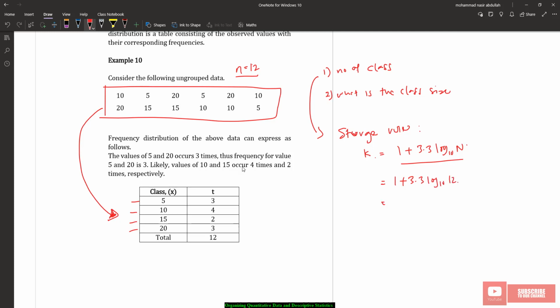So how much will we get? Press the calculator: log 12 times 3.3 plus 1. So we will get 4.56. Basically, we will round down. So rounded down it should be equal to 4, right? So we will create 4 classes from this ungrouped data.